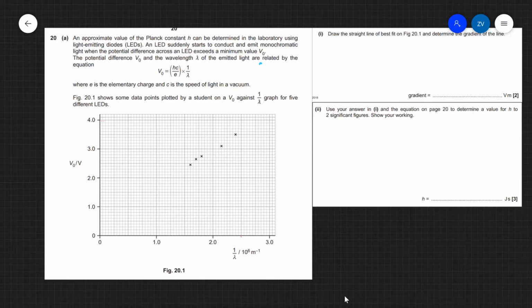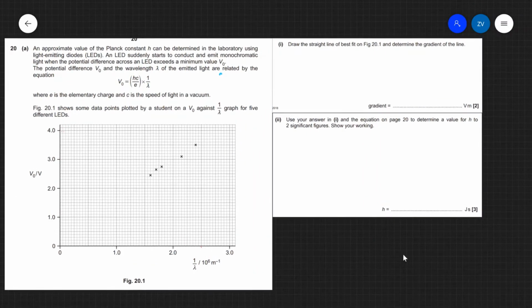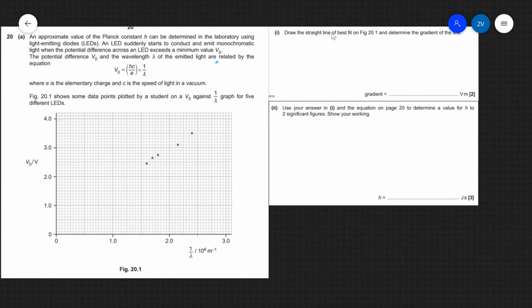We have a past paper question here from the 2018 OCR Exploring Physics paper, so a real past paper physics question. We have a graph with some data points which are fairly typical from an experiment. When you do an experiment, you would measure some quantities and you would plot them on a graph. What the question is asking us to do is to draw the straight line of best fit on the figure and then determine the gradient.